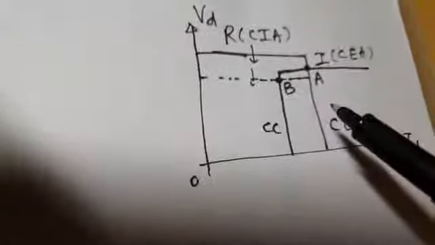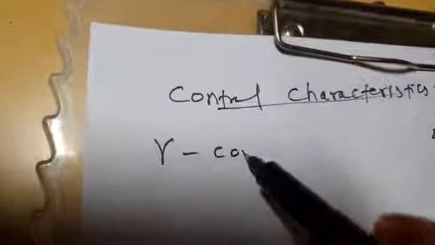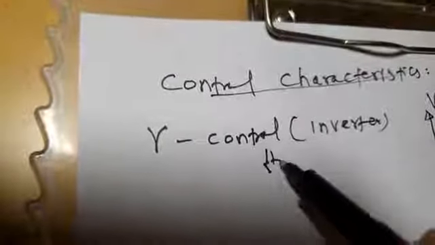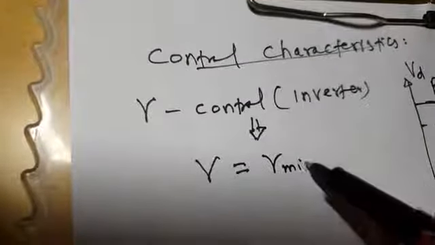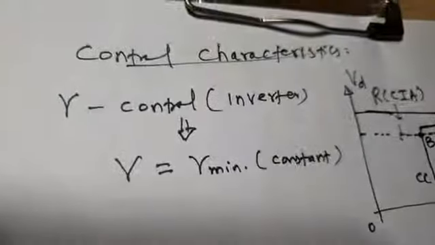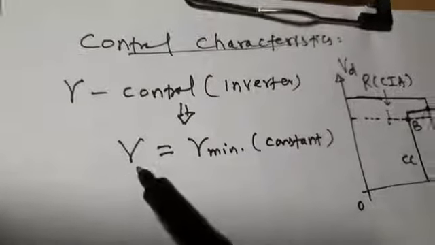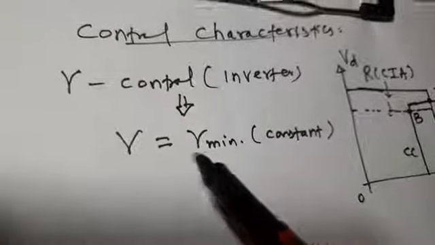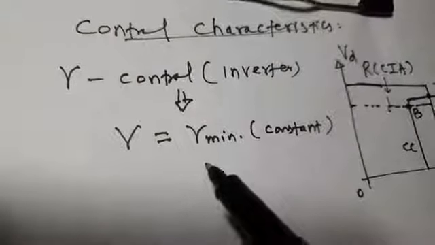Fine. Now while generating or drawing these characteristics, we have assumed gamma control for the inverter, and when we go for gamma control, it means the extinction angle gamma is maintained constant at, say, gamma min. So it is always maintained constant under normal circumstances and under abnormal circumstances also. Whenever there is a fault, gamma is not allowed to go less than gamma min. This avoids the possibility of commutation failure.